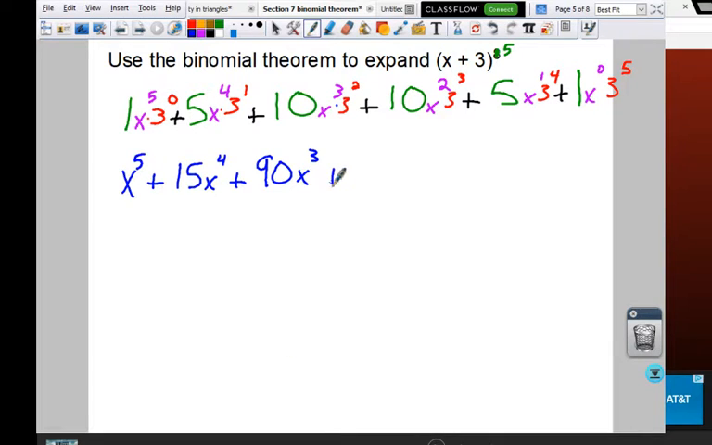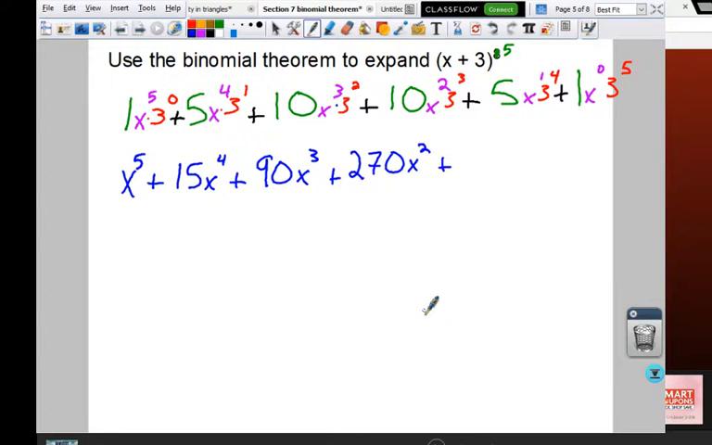Okay, I'm going to keep going. Plus, I have 10x squared, and then times 3 to the 3rd. What's 3 to the 3rd? 27. 27 times 10x squared, 270. 270x squared, and we're going to keep going.